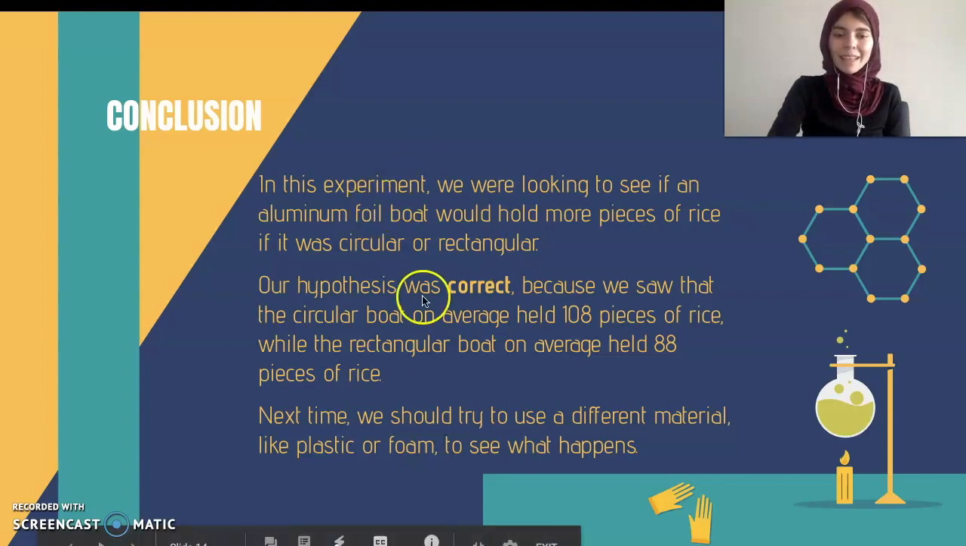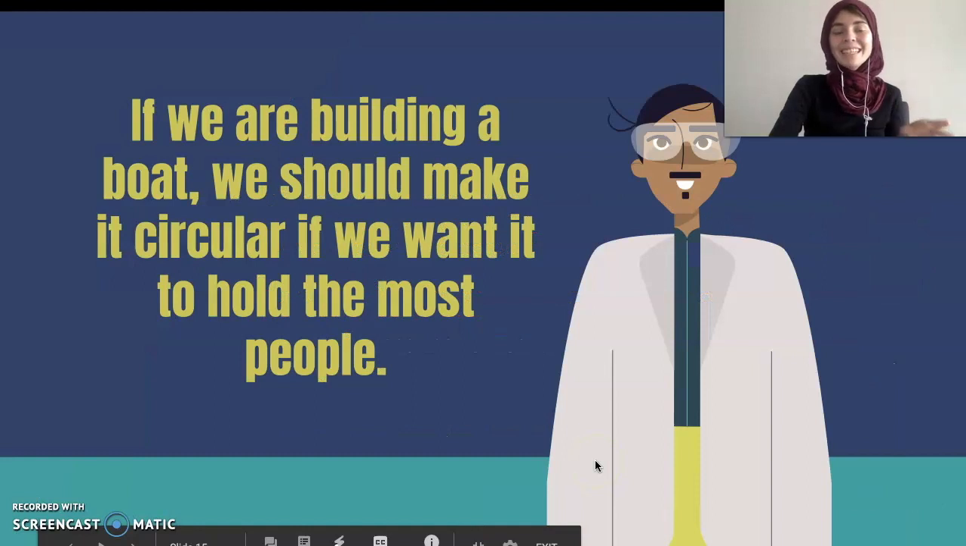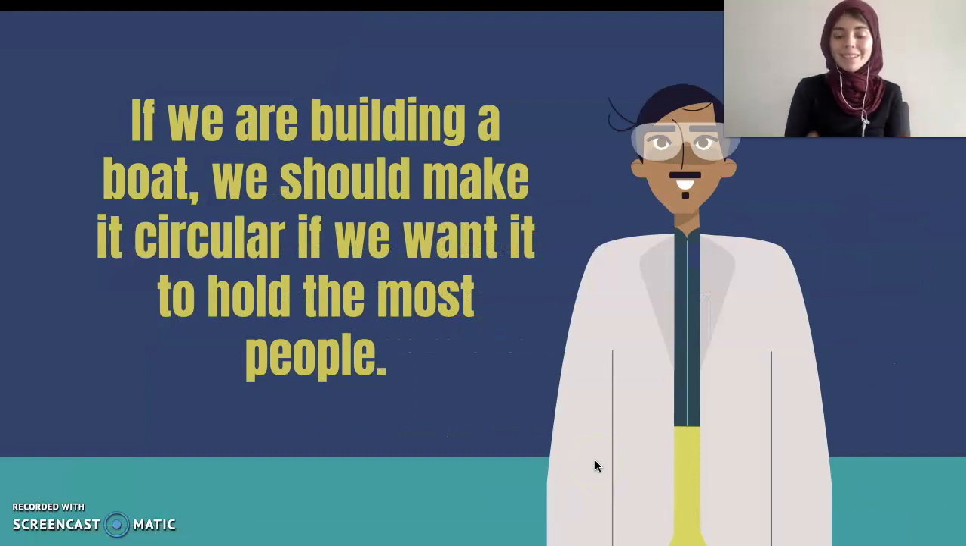So here, what we did in the experiment, whether the hypothesis was correct or not correct, and also why, how did we see that, how do we know, and what we should do next time. So in conclusion, if we're building a boat, we should probably make it circular if we want to hold the most amount of people. So maybe it won't be the fastest boat, maybe it won't be the strongest boat, but in terms of holding the most people, circular boat is the way to go.